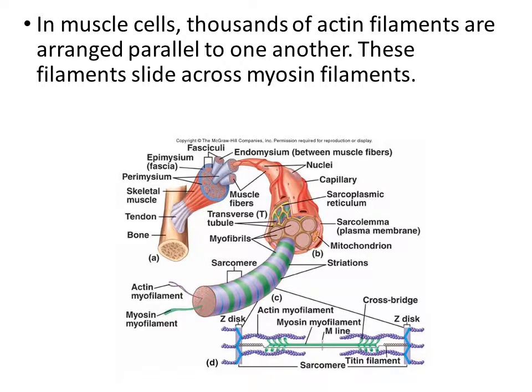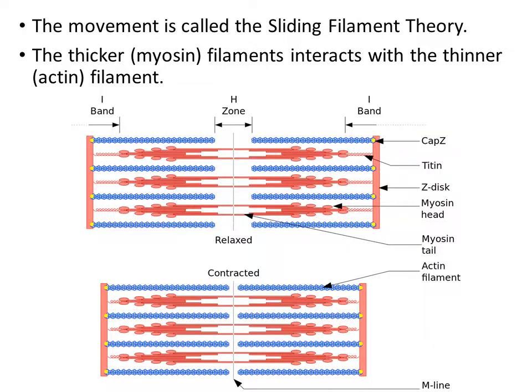In muscle cells, thousands of actin filaments are arranged parallel to one another. These filaments slide across the thicker myosin filament. So in the image below, the purple filament is the actin filament, and the green thicker filament is the myosin filament. In order to get the muscle to contract, the Z disc in this image will get closer to one another. So that movement of the Z disc is called the sliding filament theory.